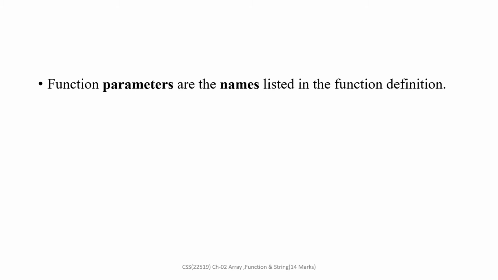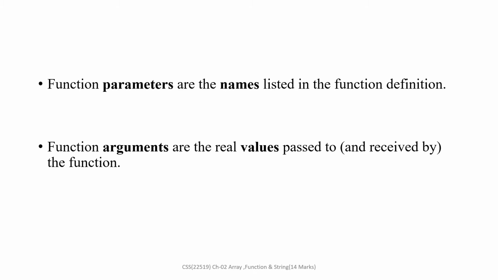Function parameters are the names listed in the function definition. Function arguments are the real values passed to or received by the function. Means arguments are the real values which are passed to or received by that particular function.